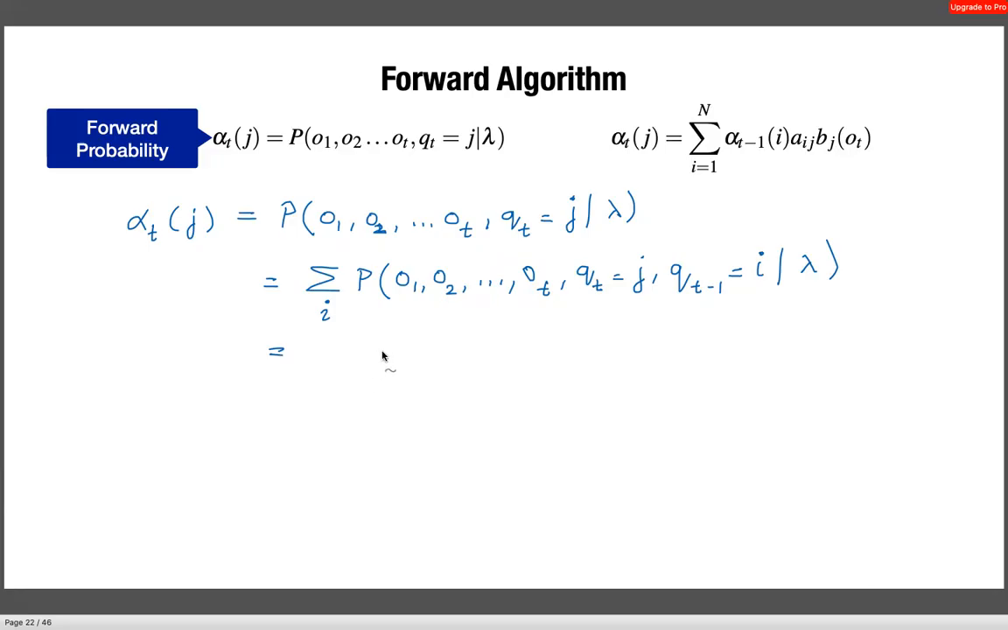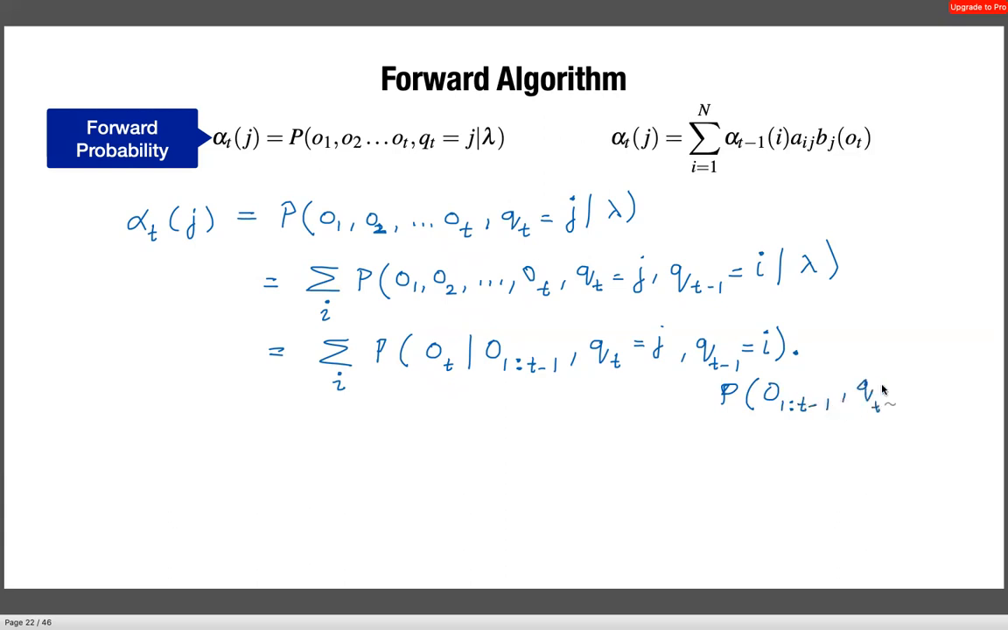So you can write this as a summation over I of the probability of OT given, and I'm going to use a little bit of shorthand, O1 to t minus 1, comma qt equal to j, comma qt minus 1 equal to I, times the probability of O1 to t minus 1, comma qt is equal to j, comma qt minus 1 is equal to I. This is just Bayes rule, right? Hopefully this is clear.